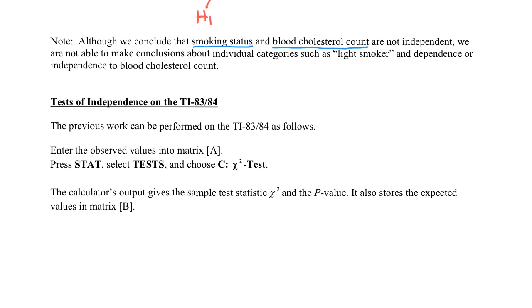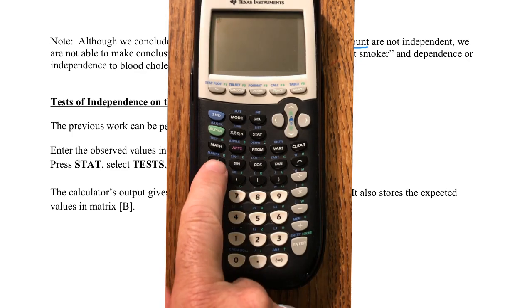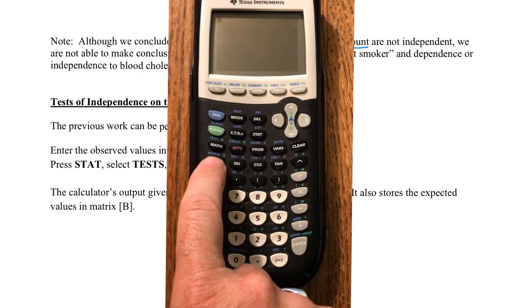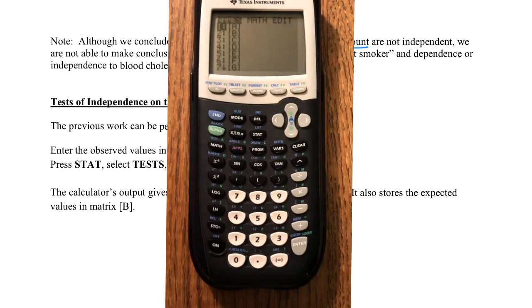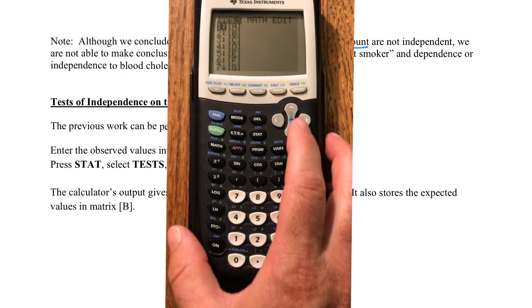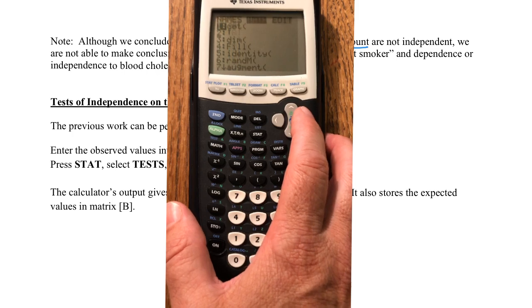But we're going to use a matrix on the calculator, and I'll show you how to do this. To do a test of independence on the TI-83 or 84, we use a matrix. See above the X inverse key, it says matrix. So we go second, matrix, and then you'll see some of them listed here. We just have to go over to edit.